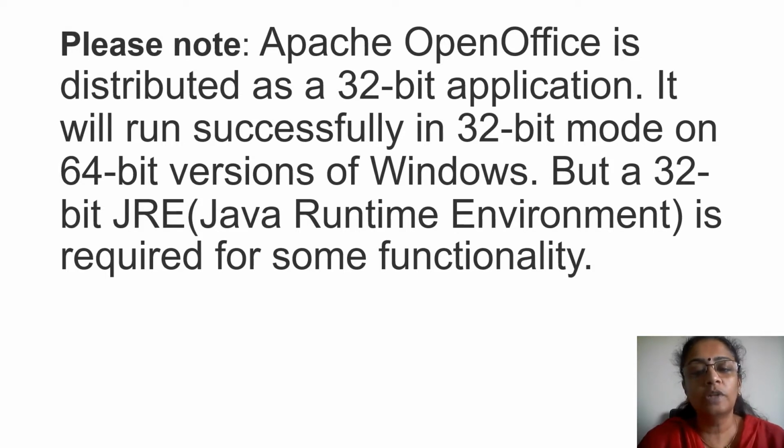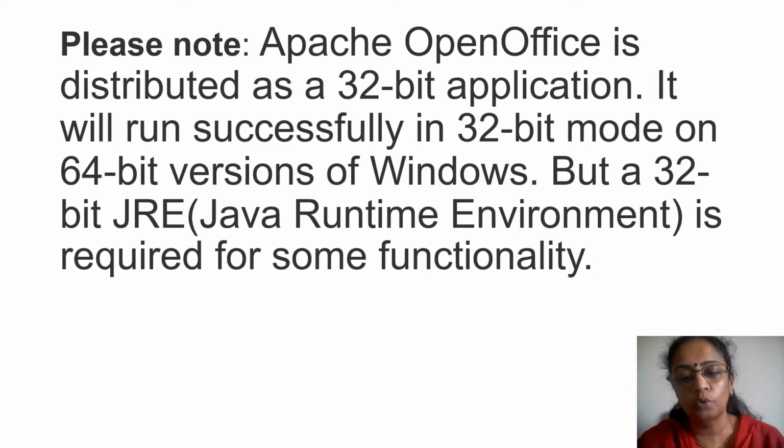Now that we know how to download OpenOffice, there is one more software which we need to download, which is called JRE, that is the Java Runtime Environment. This is because some of the functionalities of OpenOffice will be accessible only if you download this particular software also along with OpenOffice. Apache OpenOffice is a 32-bit application, and for it to run successfully you need to download a 32-bit version of the JRE. Please see to it that you do not download the 64-bit version. You have to download a 32-bit version of the JRE.